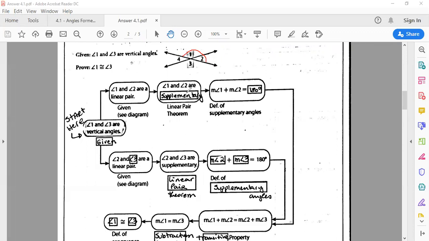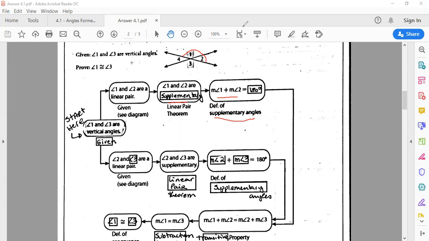Angle 1 and angle 2 are supplementary. And the reason for that is the linear pair theorem, okay? It tells us that two angles are supplementary if they form a linear pair. Then the measure of angle 1 plus the measure of angle 2 is 180 degrees. And that's the definition of supplementary angles, okay? So if two angles form a linear pair, that means they're supplementary. And if they're supplementary, that means their measures add to 180, okay?